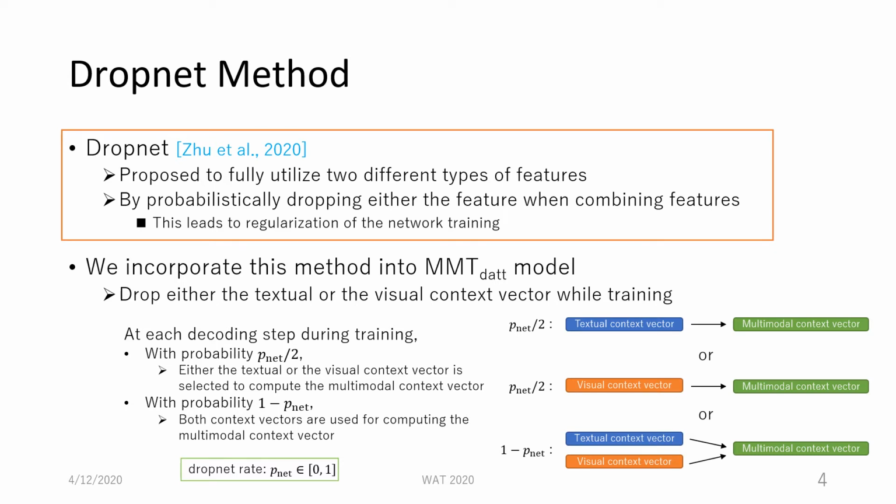This probabilistically drops either the textual or the visual context vector when combining them to obtain a multimodal context vector in the decoder. More specifically, at each decoding step while training, with probability p-net over two, either the textual or the visual context vector is selected to compute the multimodal context vector. With probability 1 minus p-net, both context vectors are used for the multimodal context vector.